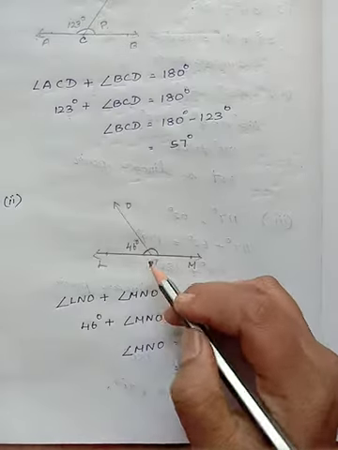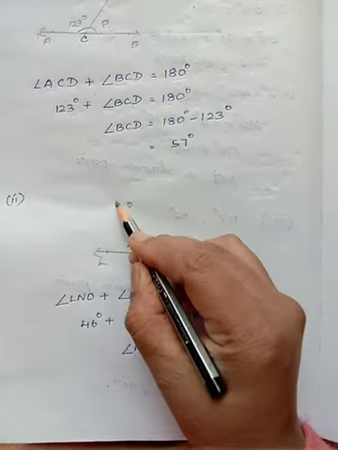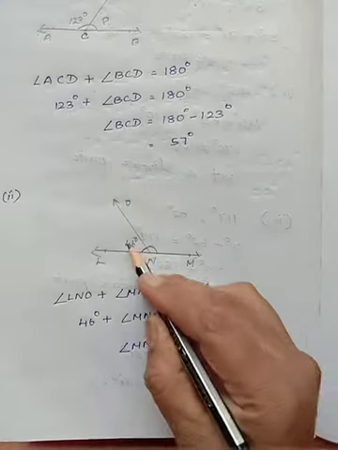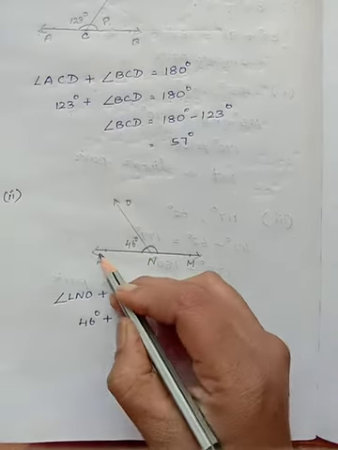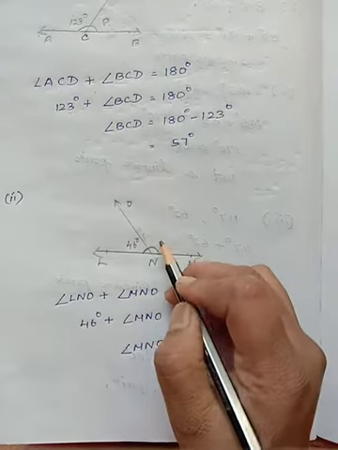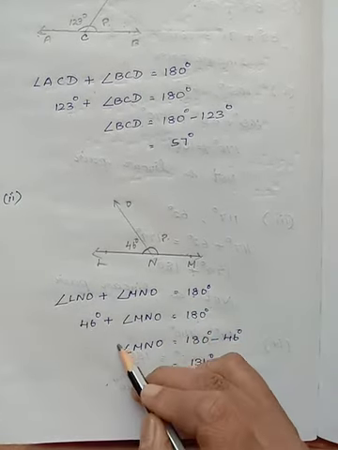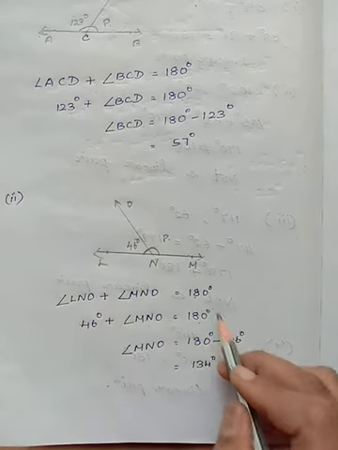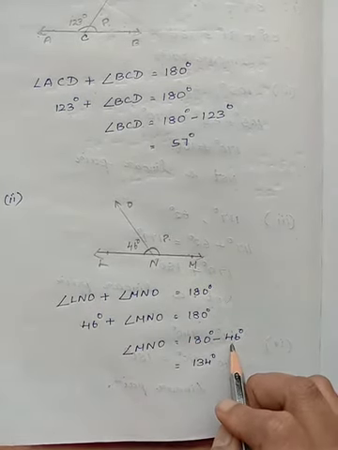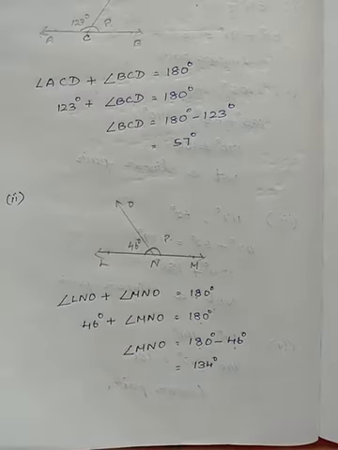Next, part 2. We add the adjacent angles LNO plus MNO, which should give you 180 degrees. LNO is 46 degrees plus MNO, whose value we don't know, equals 180 degrees. To find MNO, plus 46 taken to the other side becomes minus 46. 180 degrees minus 46 is 134 degrees.